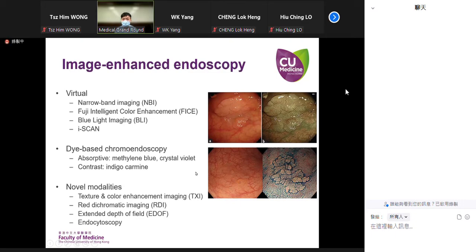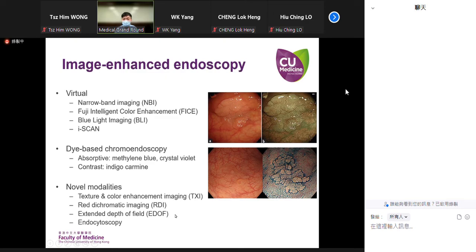And some common agents that we use for chromo endoscopy are absorptive agents like methylene blue and crystal violet, and also contrast agents like indigo carmine. And nowadays, we also have some more advanced modalities like the texture and color enhancement imaging, and also red dichromatic imaging, which were both produced by the Olympus company.